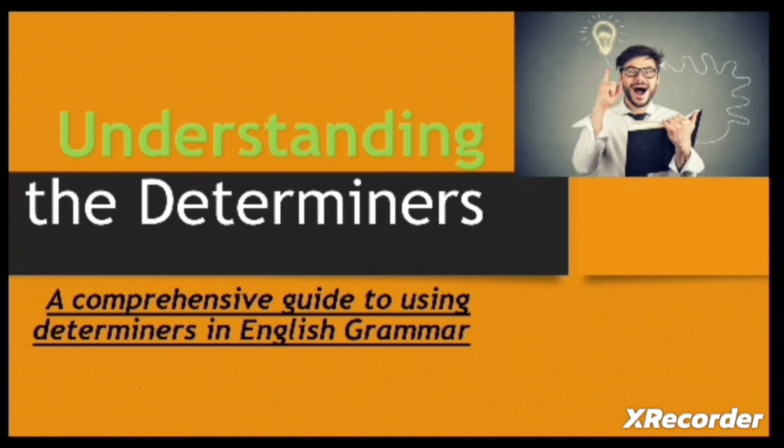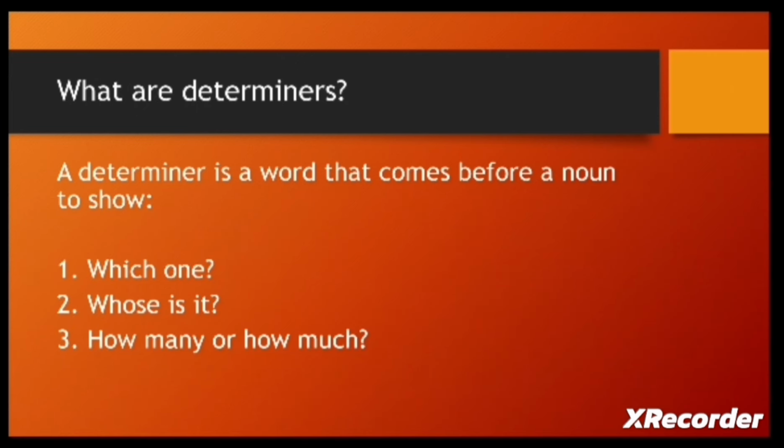Let's start this video and let's understand what determiners actually are. See children, a determiner is a word that comes before a noun to show which noun we are talking about, which thing, whose it is, and how many or how much, the quantity or the perfect amount. It may be a quantifier, it may be a determiner of number, etc.